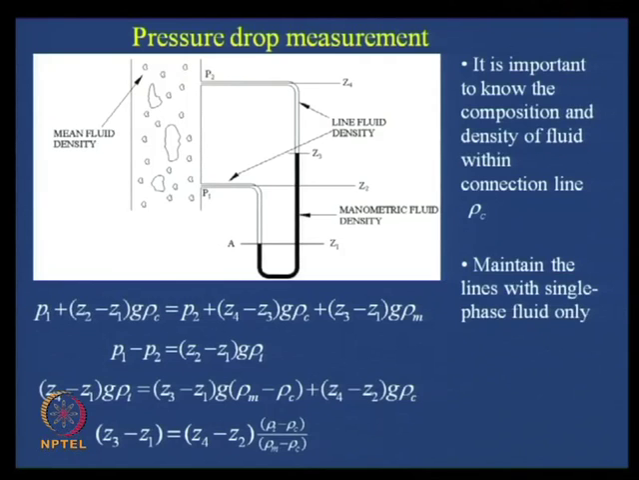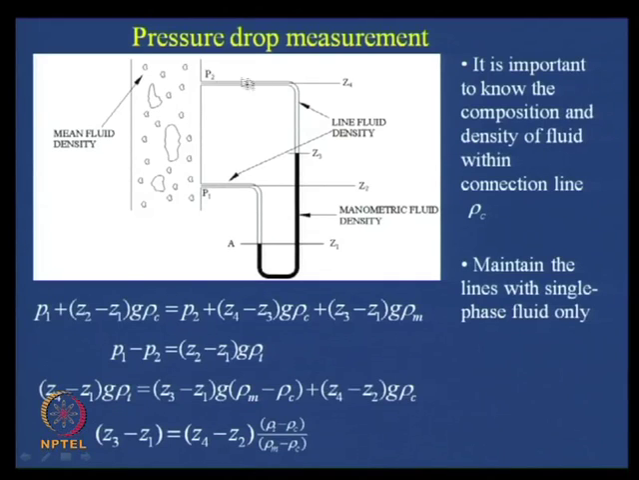Why do I call it a stumbling block? Because in order to measure the pressure difference here, we need to know the density of the fluid which is filling up the manometer lines. To know the density, first we have to know the composition of the fluid there, and the other thing is we have to maintain a constant composition. So there are two things. First, we have to know the composition, then we have to ensure that the composition remains constant throughout the time we have made the measurements.